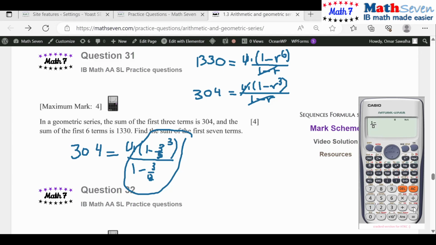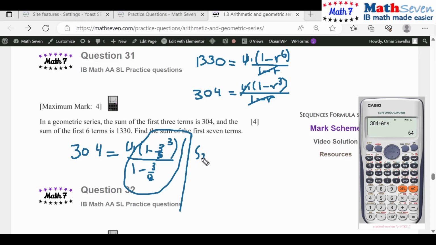1 minus brackets 3/2, close the bracket, to the power of 3, over 1 minus 3/2. You get this value. Then 304 divided by this value, 304 divided by answer, you get u1 equals 64. So u1 is 64, great. Now find the sum of the first 7 terms.